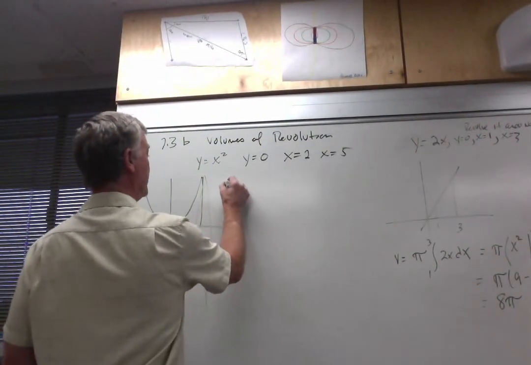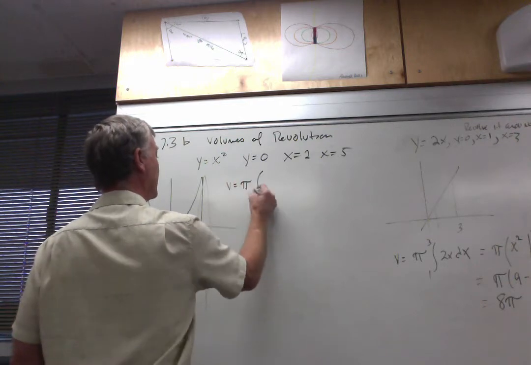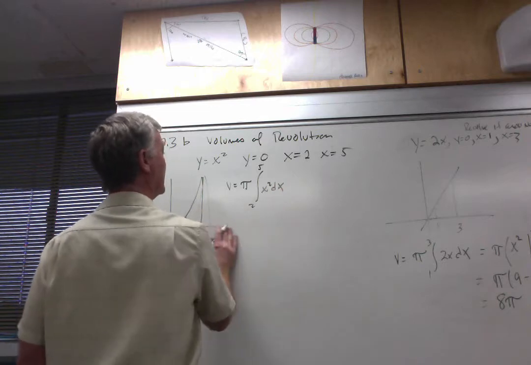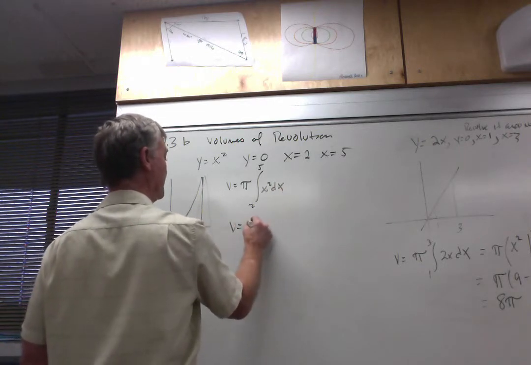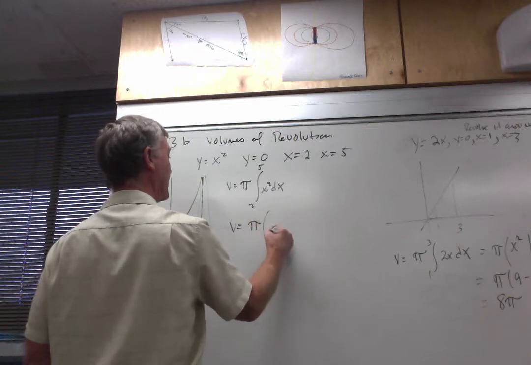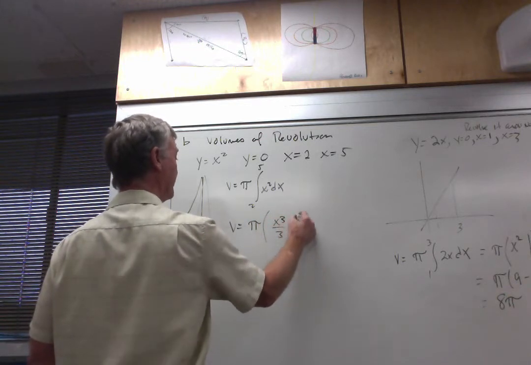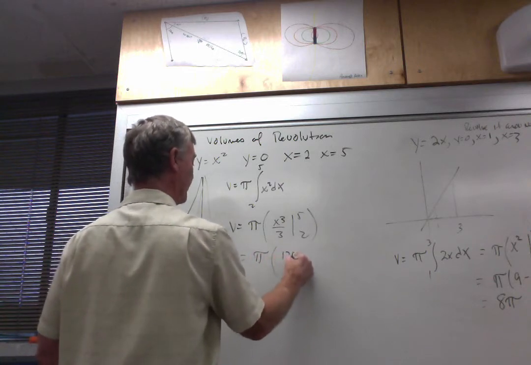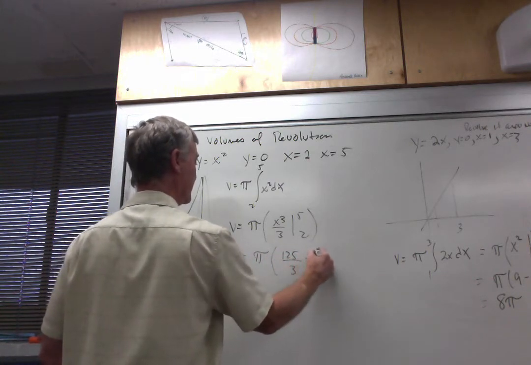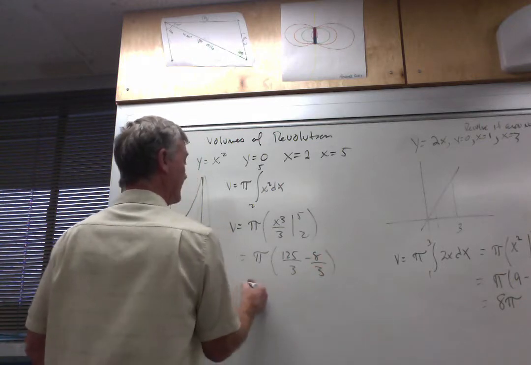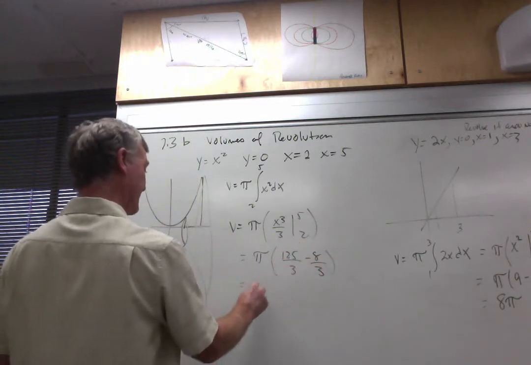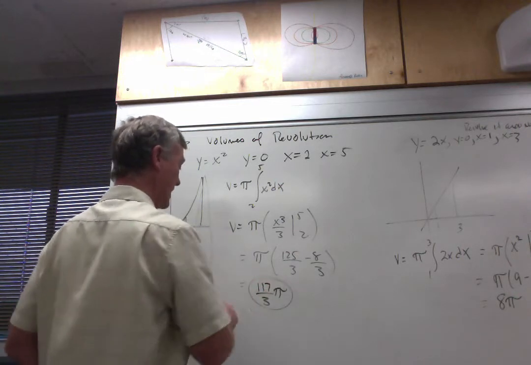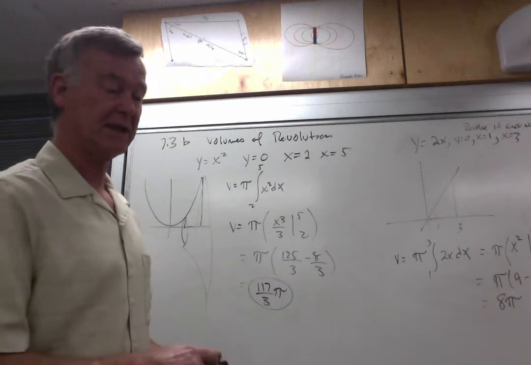And this then would be volume is pi from 5 to 2 x squared dx, which would be v is equal to pi x cubed over 3 from 5 to 2. And this would be 125 over 3 minus 8 over 3, and 117 over 3 pi would be our answer. And again, they usually leave the pi's in there.